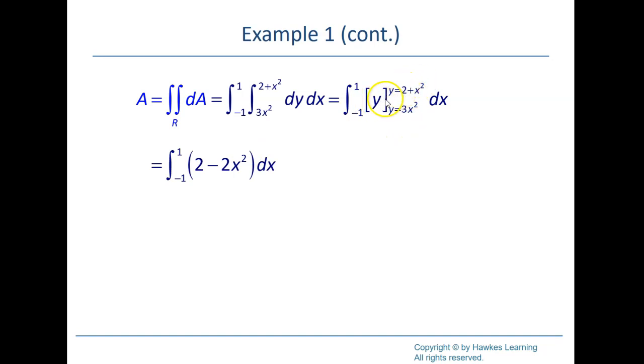Notice when we plug this in for y, we get this minus this. So 2 plus x squared minus 3x squared, that's where the negative 2x squared is coming from. And now we integrate with respect to x over that region. The antiderivative here is going to be 2x cubed over 3.